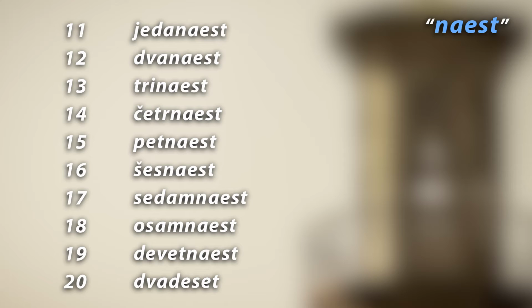Now sometimes when you say naest fast, it sounds like naist. N-a-y-s-t. So you don't have to get confused about it. It sounds like this. 11, 12, 13, 14, 15, 16, 17, 18, 19, 20. Lots of people talk this way because they're talking fast. You can also say it that way. But the right way to say it is naest.